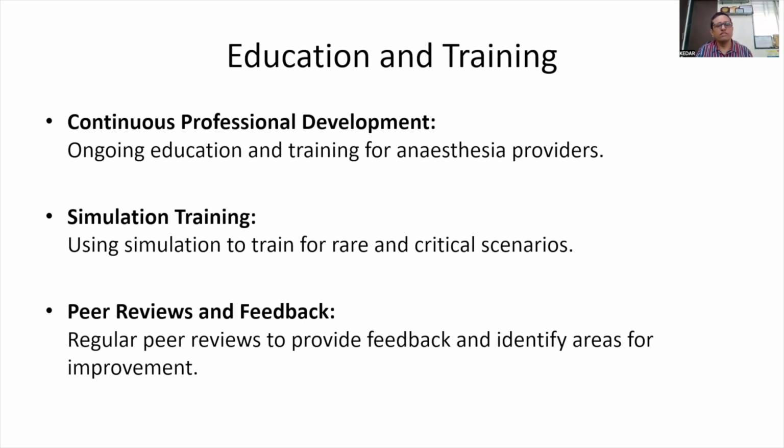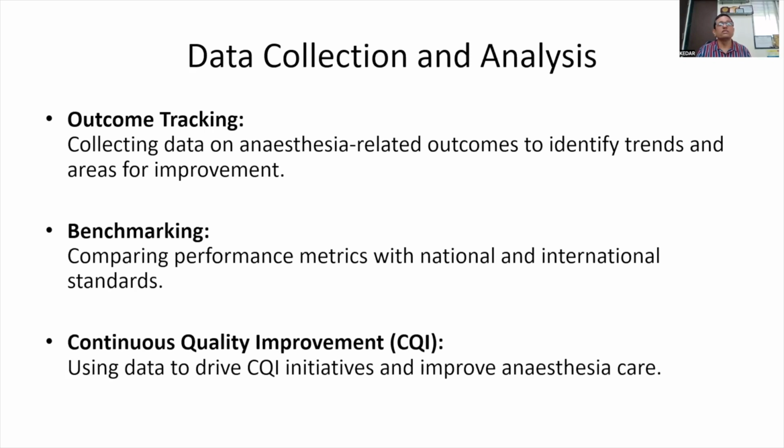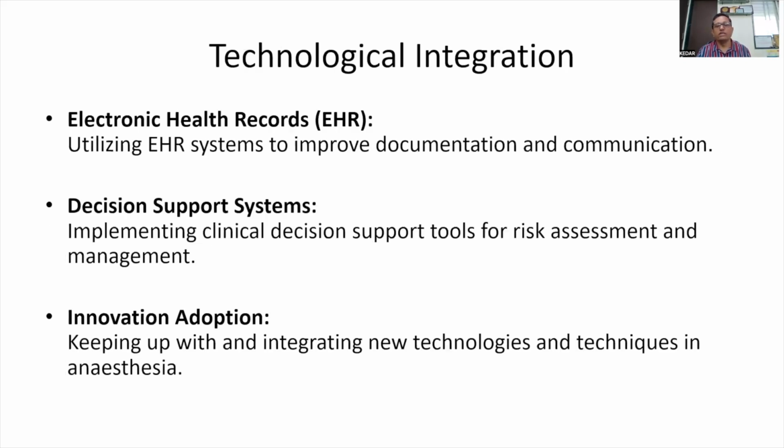Simulation is another very, very important part in improving your outcome. So you can use simulation for training for rare and critical scenarios. Peer reviews from our friends and feedback from them is also another way of understanding what we are doing. We need to have data on our outcomes so that we identify the trends and areas for improvement. Compare our performance to the benchmarks, nationally and internationally. Use your data for continuous quality improvement and improve the anesthesia care.